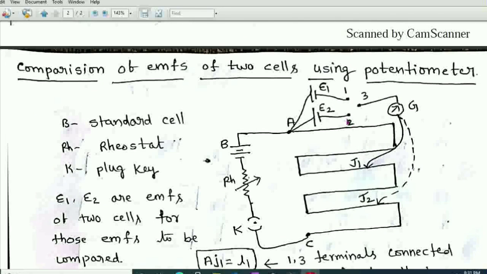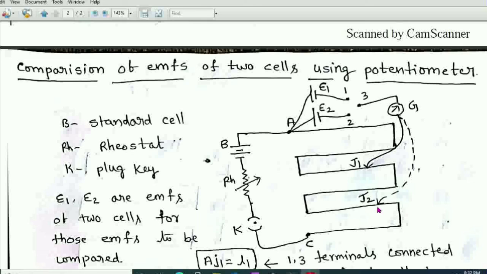Next, we disconnect terminals 1 and 3, and then connect terminals 2 and 3. When 2 and 3 terminals are connected, the second cell will be connected in the circuit. Now again we have to move the jockey along the wire until the galvanometer shows null deflection.